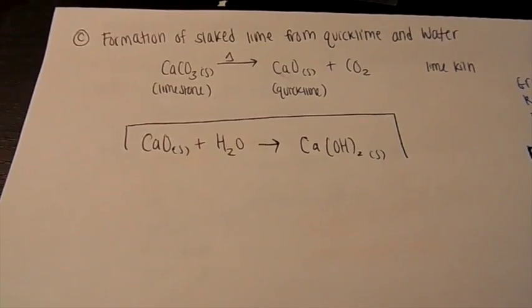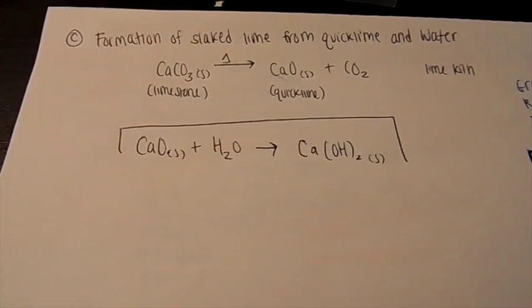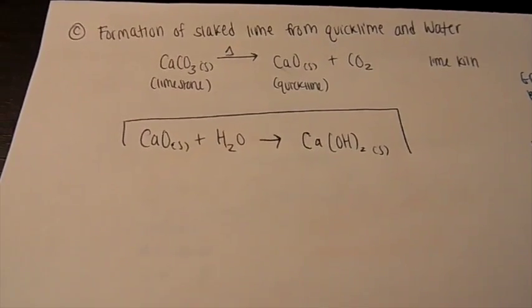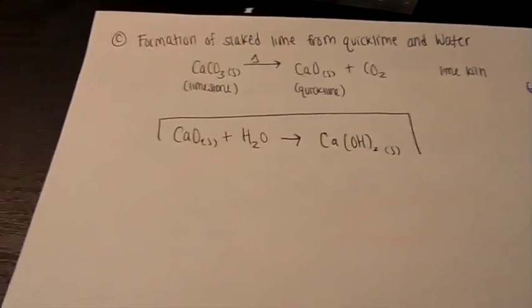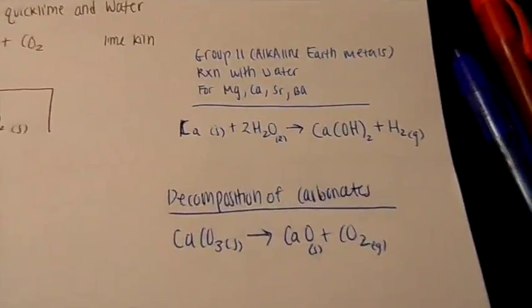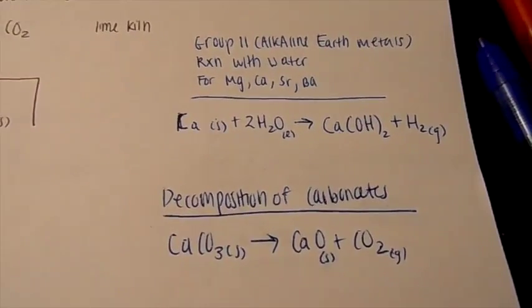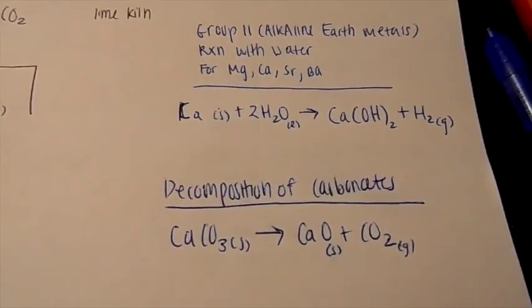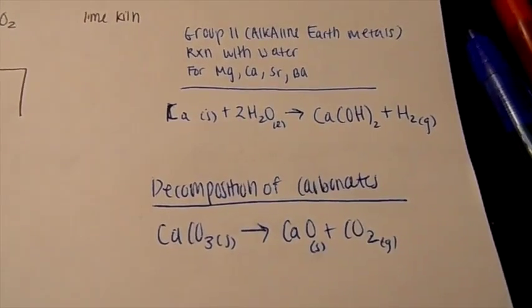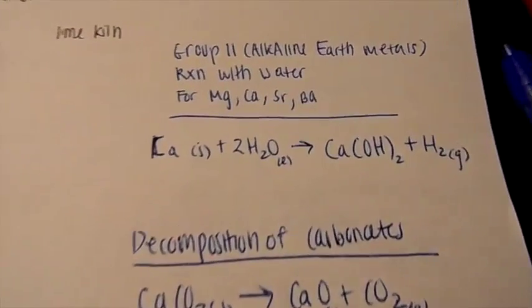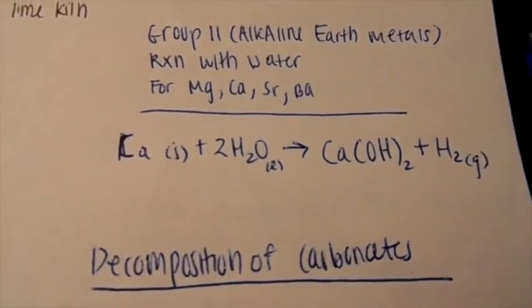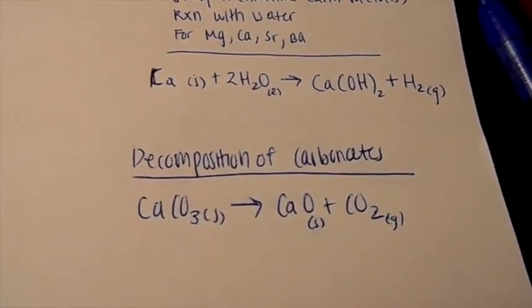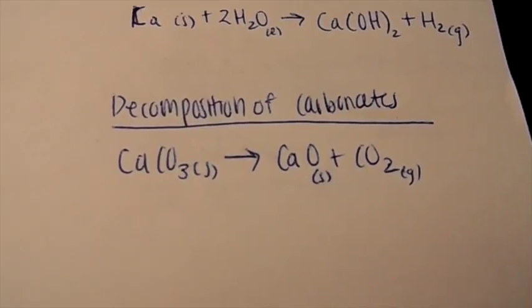Part C of question 7.7 asks for the formation of slaked lime from quicklime in water. Before solving this, we have to keep a couple rules in mind. Knowing that for group 2 alkaline earth metals, the reaction with water for only magnesium, calcium, strontium, and barium, this is the general formula. Also keep in mind that the decomposition of carbonates follows this general formula as well.